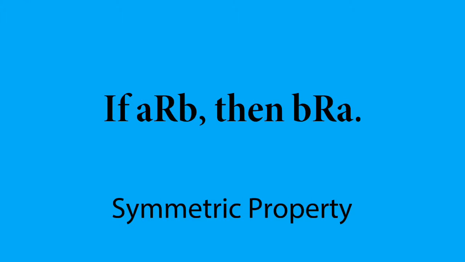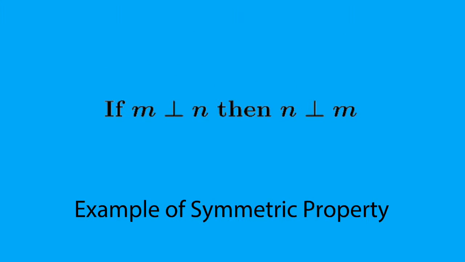There is also the symmetric property, which is to say that if two items are related in one direction, they are also related in the reverse direction. Coming back to the perpendicular relation, if two lines are perpendicular, for instance m perpendicular to n, then it's also true that the reverse holds, that is, n is perpendicular to m.